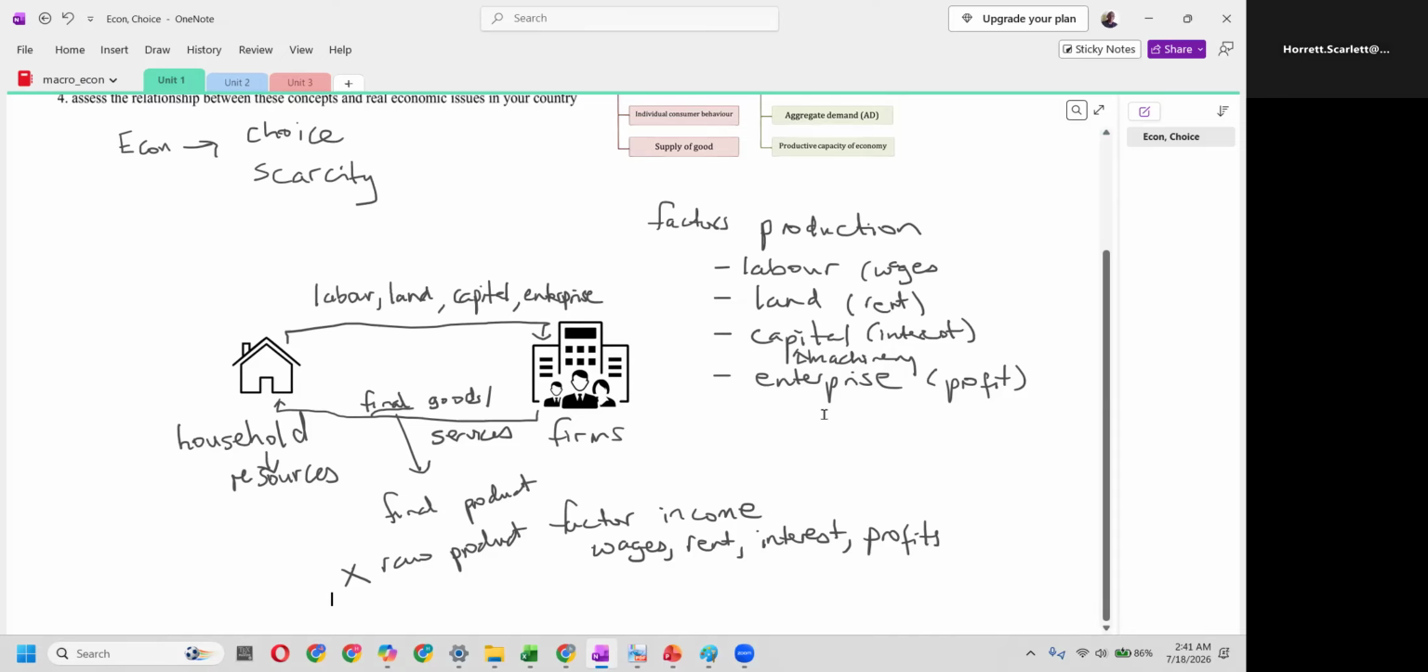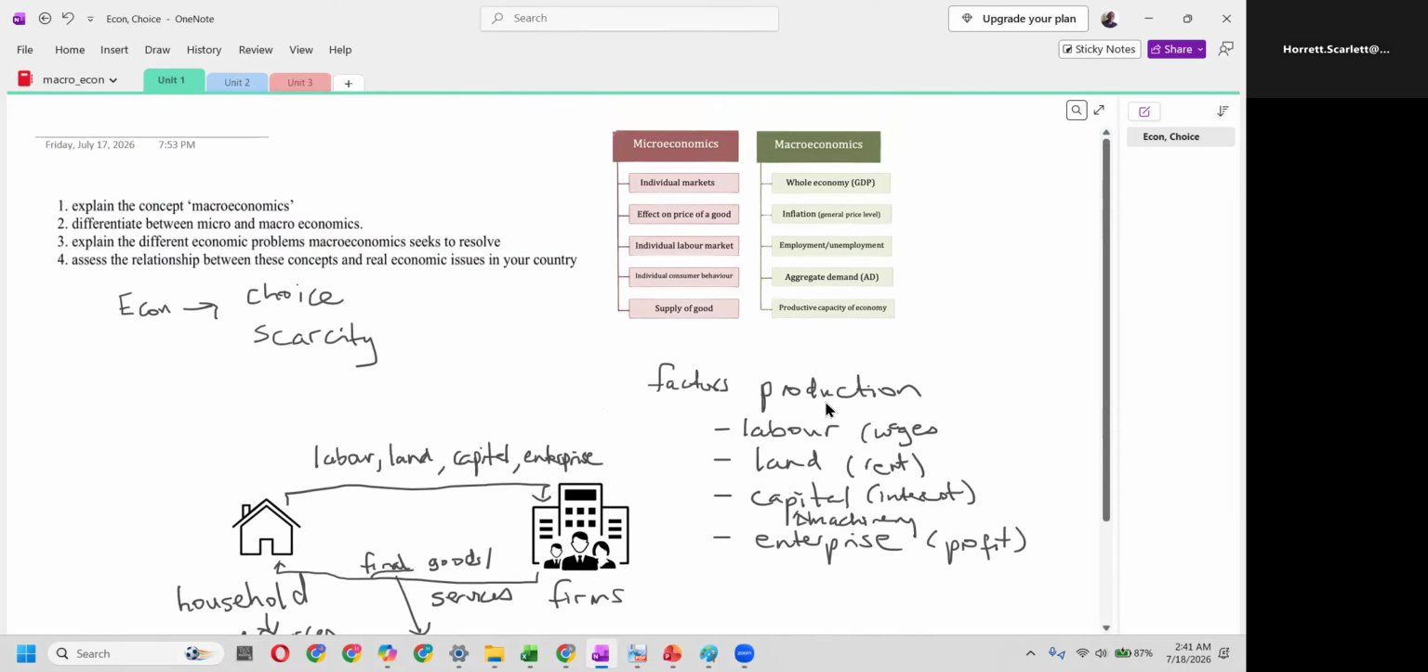So just to quickly reiterate, economics is the study of choice, given that there is scarcity. And there are two forms of economics: microecon and macroecon. Microecon looks at the individual decisions which are being made within the marketplace, whereas macroecon is looking at the totality of the choices that are being made.